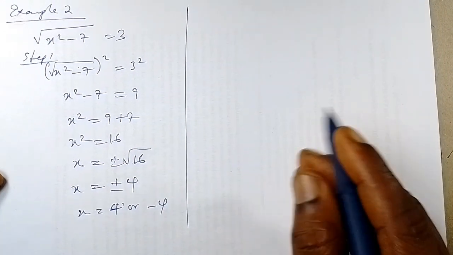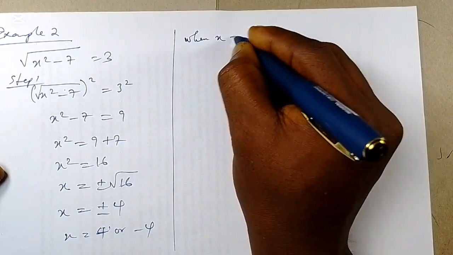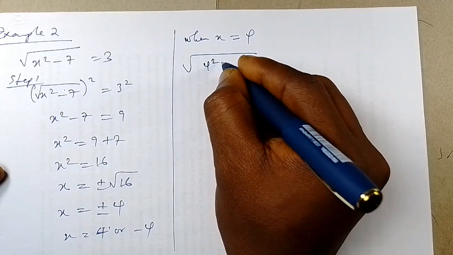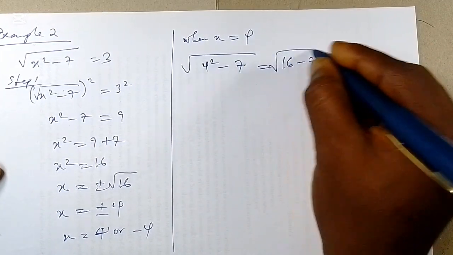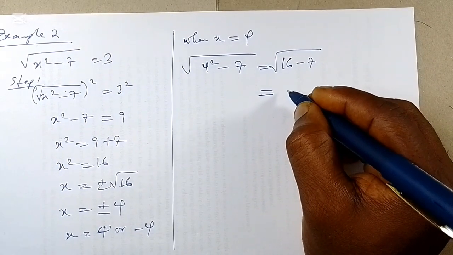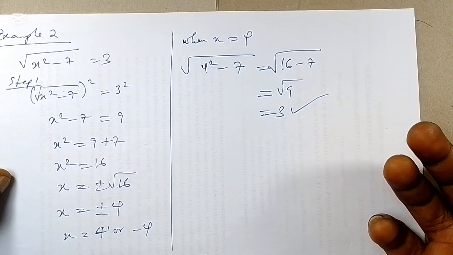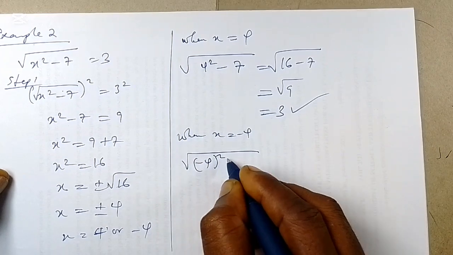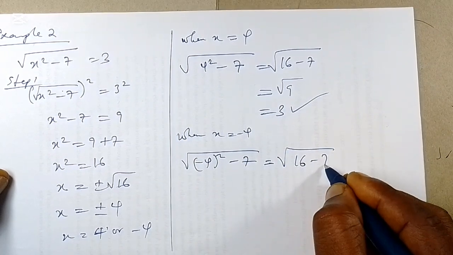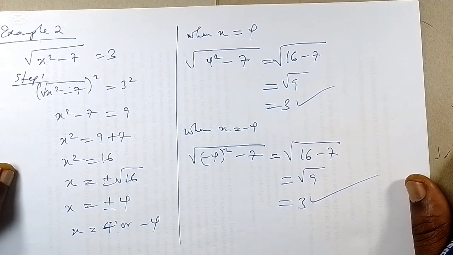Let's again check which is the preferred solution. When x is equal to 4, you have the square root of 4 squared minus 7, which is 16 minus 7, and 16 minus 7 is 9, and the square root of this will give you 3. So it means that x equals 4 is a solution to the problem. Also, when x equals minus 4, minus 4 squared minus 7 will be equal to 16 minus 7, which is the root of 9, which is also 3. So both results are solutions to the problem.